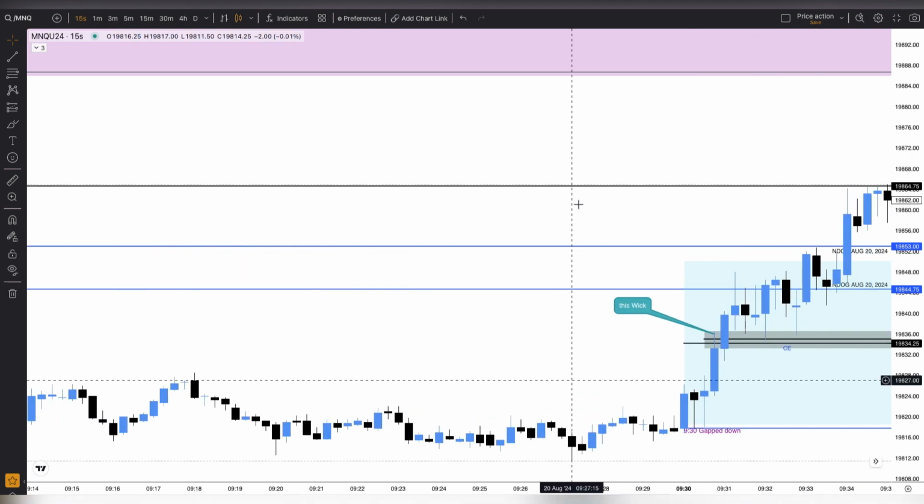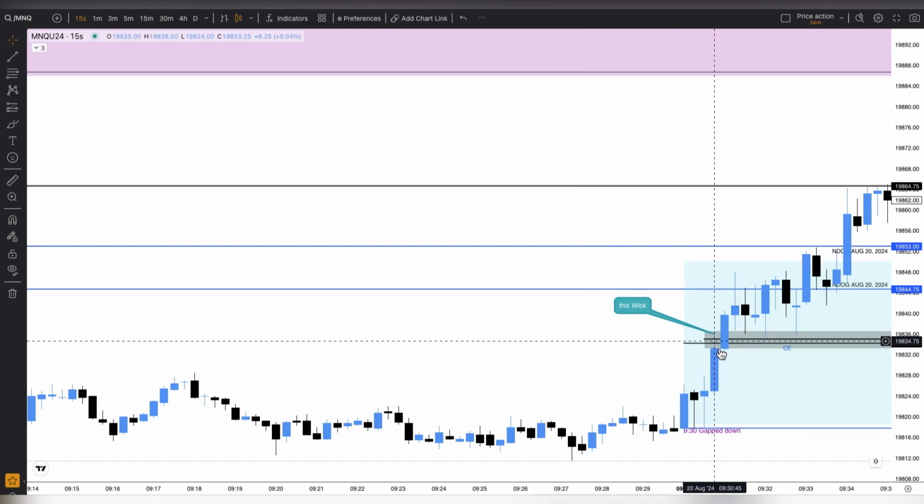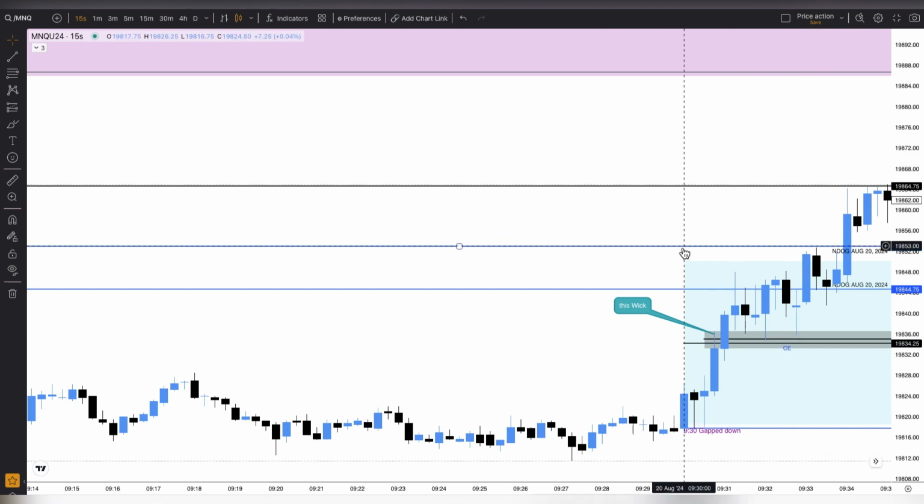ICT shifted to the 15-second chart and pointed out that when a specific candle formed, the price should not break below the consequent encroachment of the wick. He expected the price to deliver up to the new day opening gap, and he instructed the audience to take a screenshot of this setup, as it was a significant teaching moment.